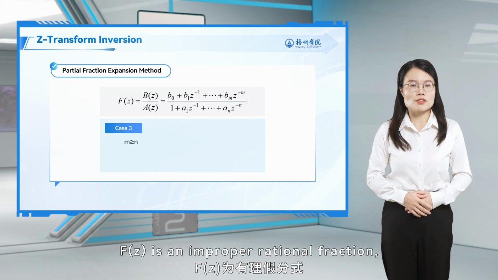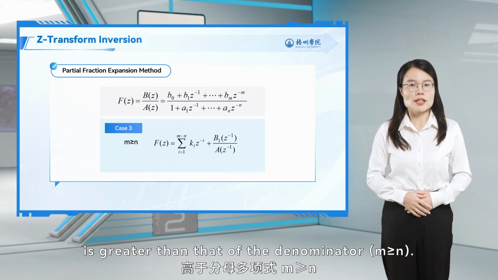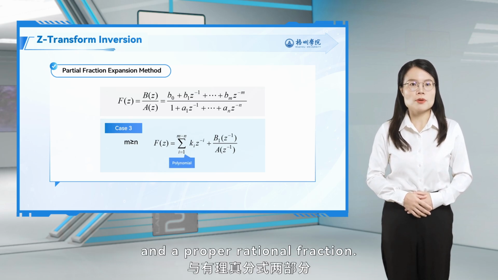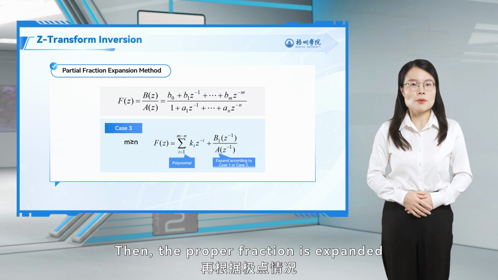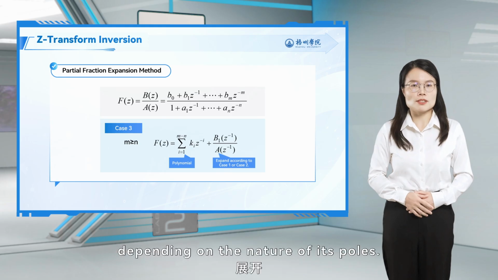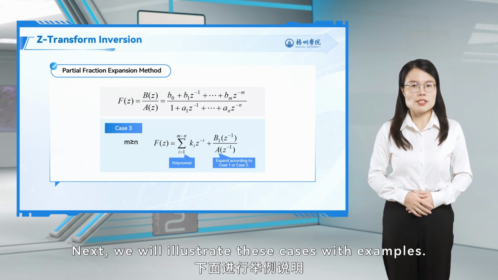Case 3. F(z) is an improper rational fraction, meaning the degree of the numerator is greater than that of the denominator, that is, m is greater than or equal to n. First, F(z) is decomposed into a polynomial in z and a proper rational fraction. Then, the proper fraction is expanded according to case 1 or case 2, depending on the nature of its poles. Next, we will illustrate these cases with examples.